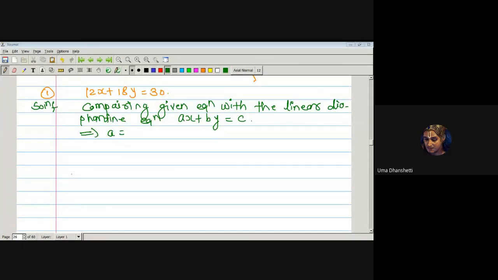Okay, so the given equation is nothing but 12x plus 18y equal to 30. Now we have to check whether this equation has a solution or not. So for that we will compare this given equation, that is 12x plus 18y equal to 30, to ax plus by equal to c. Then what is the value of a? a is 12, b is 18, and c is nothing but 30.